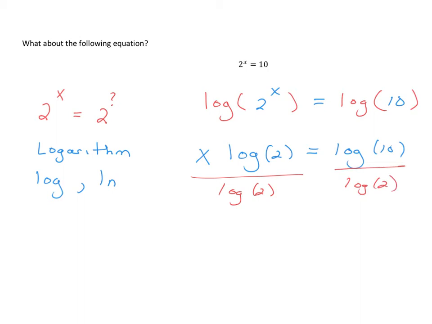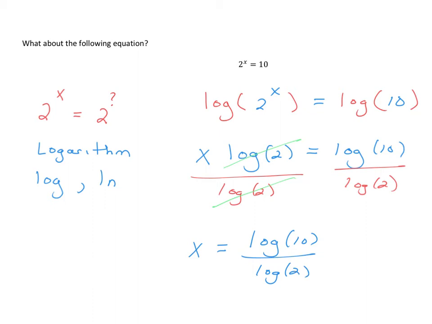I mean, it looks weird saying log 2, but that's just like if there was a 5 and a 5. You can completely cancel them. You have x entirely by itself, and on the right you have log of 10 divided by log of 2. That is an exact answer.